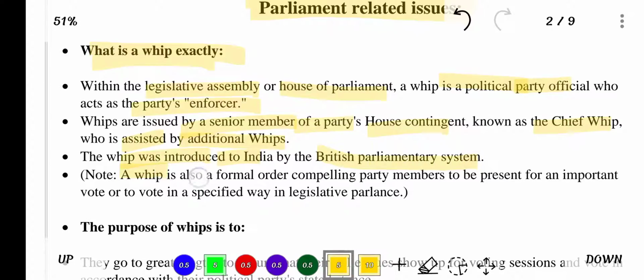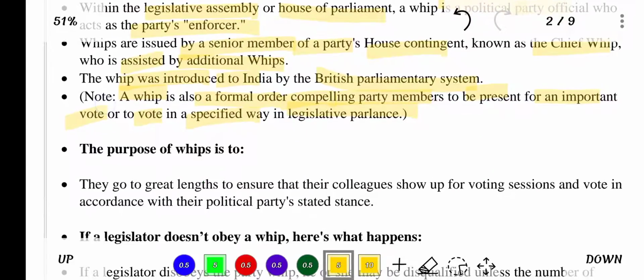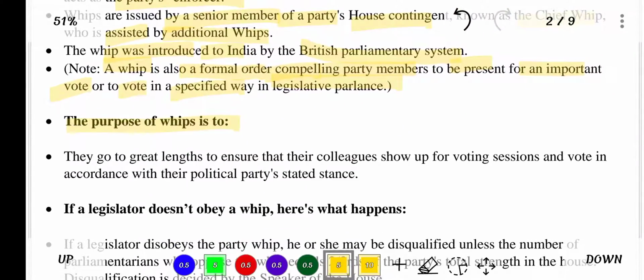A whip is also a formal order compelling party members to be present for an important vote or to vote in a specified way in legislative parlance. So the purpose of whips is that they go to great lengths to ensure that their colleagues show up for voting sessions and vote in accordance with their political party's stated stance.